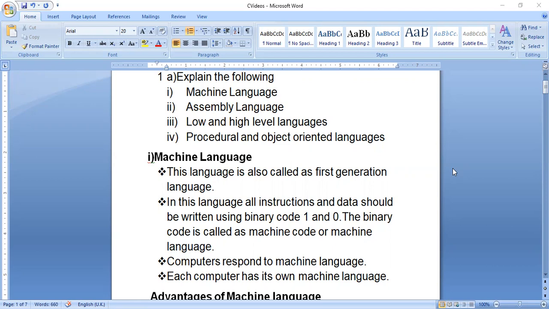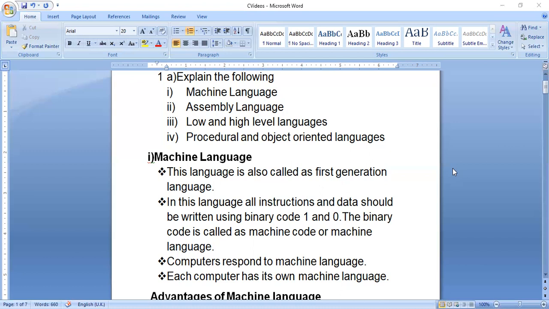First one, machine language. This is also known as first generation language. In this language, all instructions and data are written by using 1 and 0. This binary code is also known as machine code or machine language. Third point, the computer responds to machine language because the computer understands only one language, that is machine language, 1 and 0. Fourth point, each computer has its own machine language. These are the 4 points you have to read.